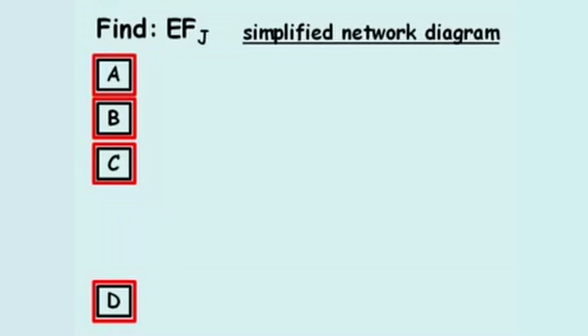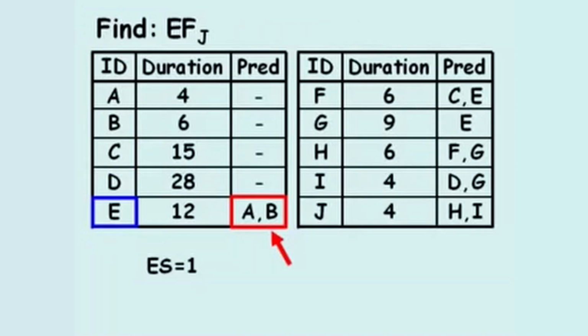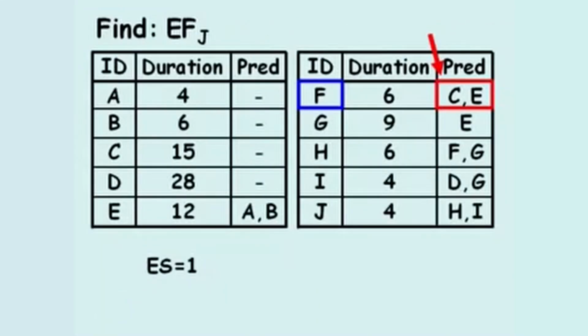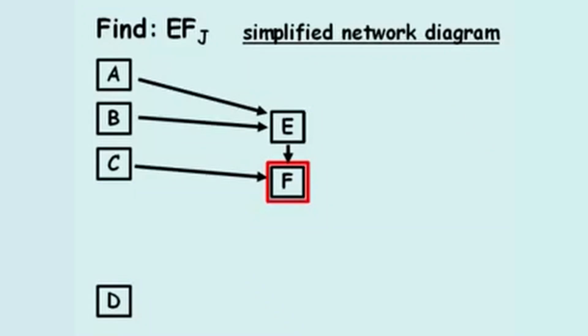Activities A and B are the predecessors of activity E. So we'll next add a box for activity E, with the 2 arrows representing this contingency. Activities C and E are the predecessors of activity F. So we'll next add a box for activity F, with 2 more arrows representing contingency.